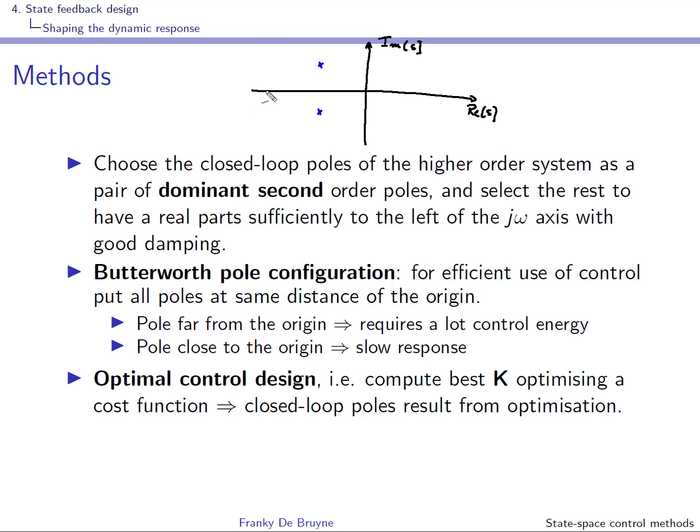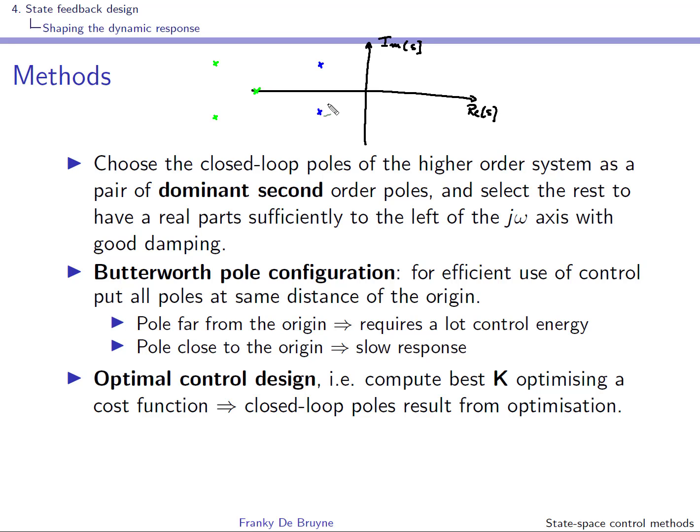What we mean by dominant second order poles is that the other poles, drawn here in green, are sufficiently to the left, sufficiently fast with respect to the dominant second order poles, that their effect is negligible, and that the overall closed loop response will look like the response of a second order type with complex poles.